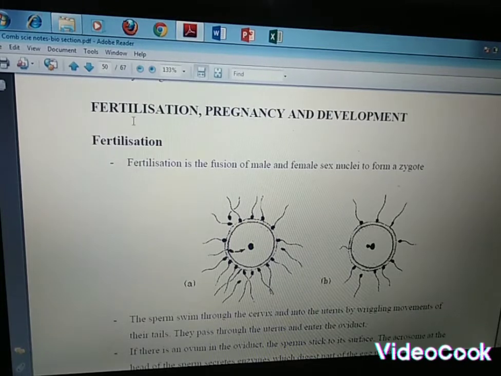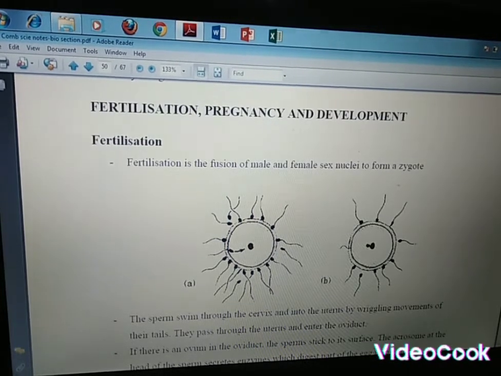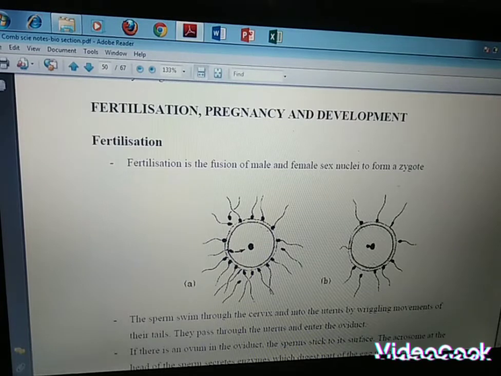Today we are looking at fertilization, pregnancy and development. Fertilization simply means the fusion of the male and female sex cells, the nuclei, to form what we call a zygote. On structure A there, I'm sure you can see we have our ovum surrounded by a lot of sperms. Now only one sperm actually wins. Only one sperm gets to reach the nucleus of the ovum.